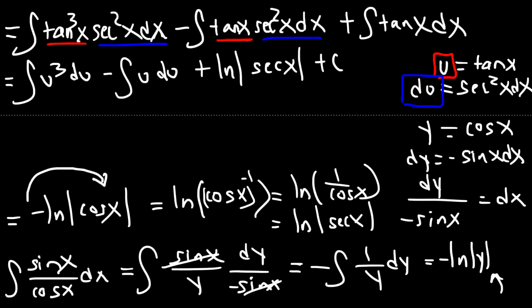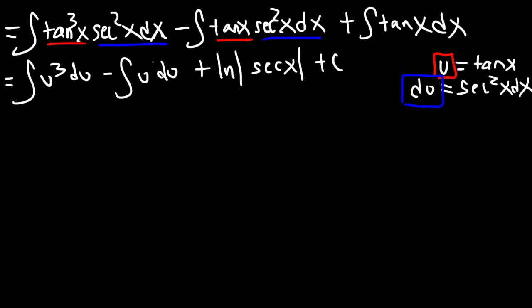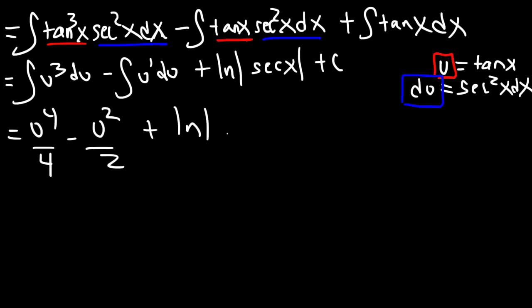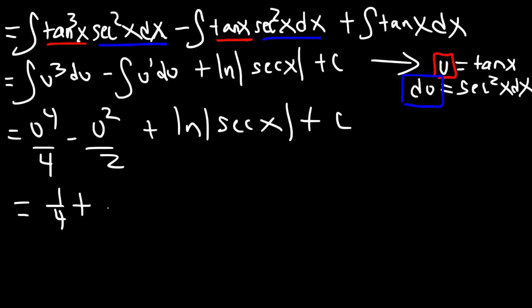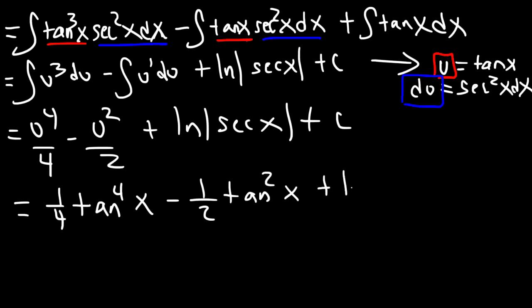So we don't need this anymore. Now let's get back to what we're dealing with here. The integral of u to the third is going to be u to the fourth over 4. And the integral of u is u squared over 2. And then we already have ln secant x plus c. Now, let's replace u with tangent. So the final answer is going to be 1/4 tangent to the 4th power minus 1/2 tangent squared plus the natural log of secant x plus c.